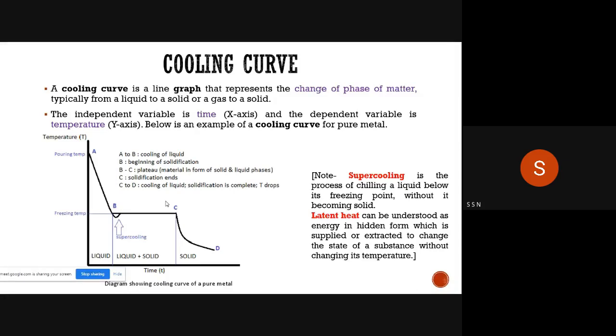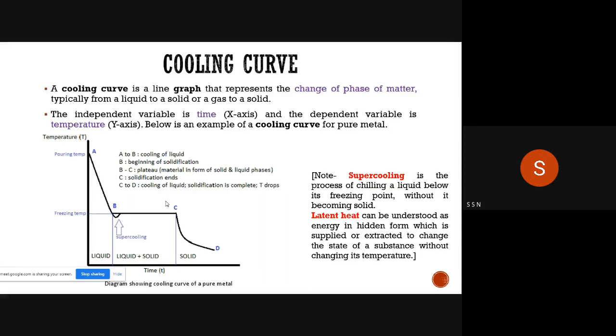Beyond that freezing point temperature, if temperature is again lowered or cooled, then at point C, there is a complete solidification of that liquid phase. From C point, if we decrease the temperature again, then from C to D point, you will get a complete solid phase. As you decrease the temperature, also as you increase the time, there is a solid phase from C to D point. So this is the standard or typical cooling curve for the pure metal.